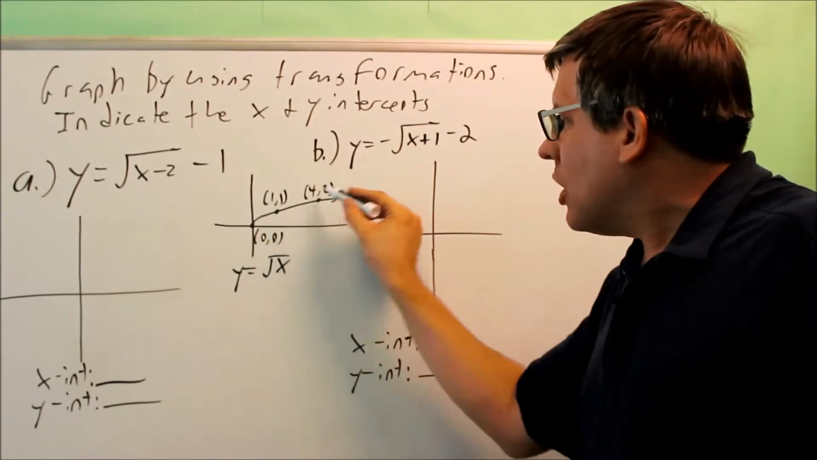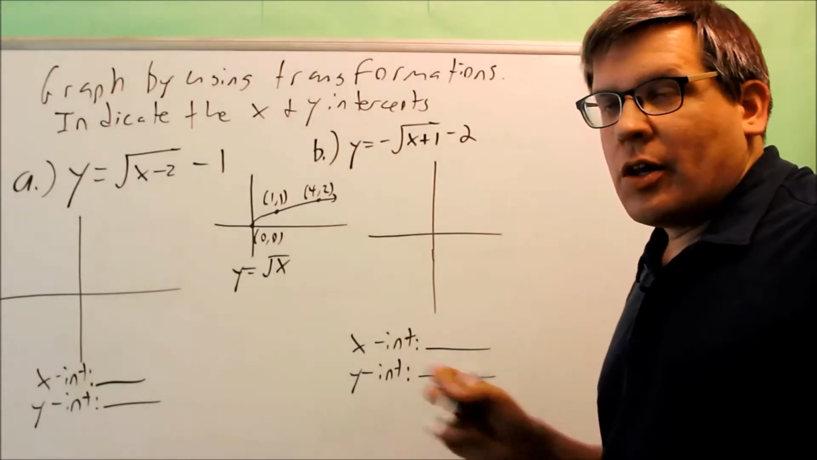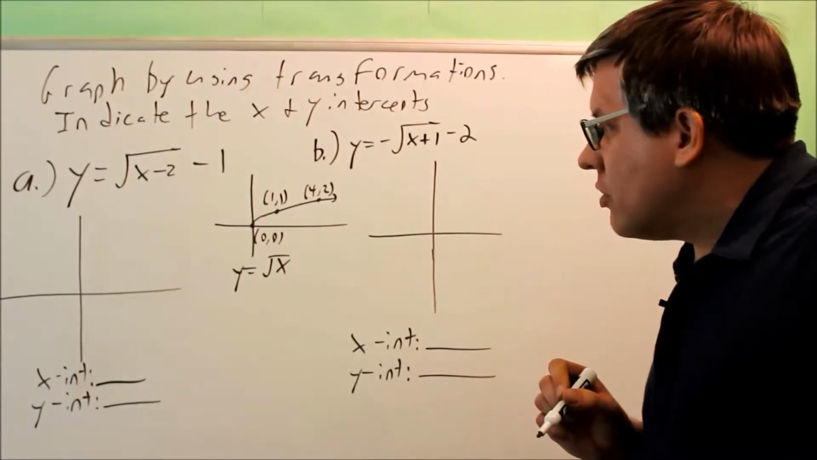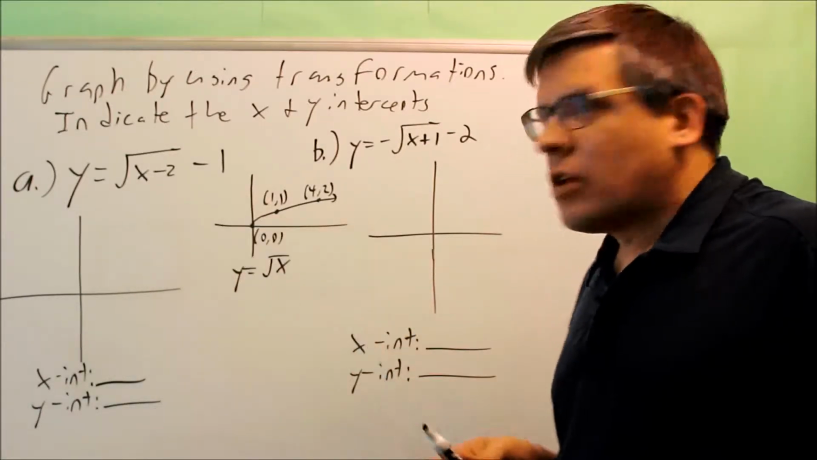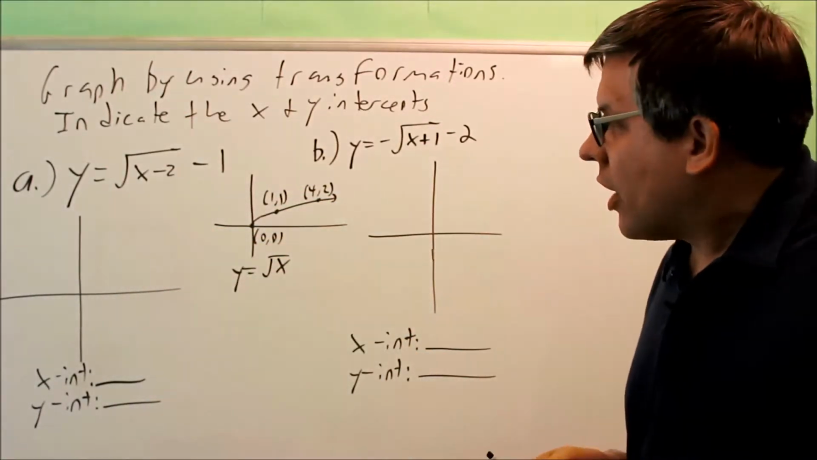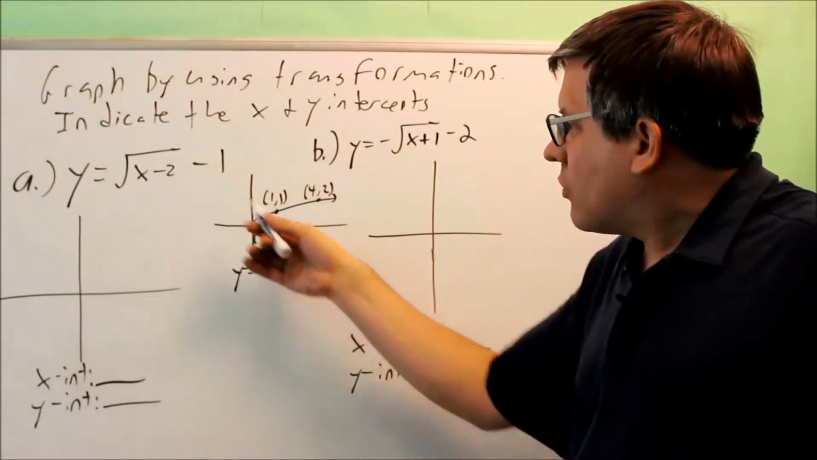We have the key points that are labeled here, and again, this came from the previous section when we had that library of functions. Okay, so now let's use transformations. The first one, I don't have any negatives in there, so I'm not going to flip it any direction. But I do have to move it. I have to move the base graph 2 places.